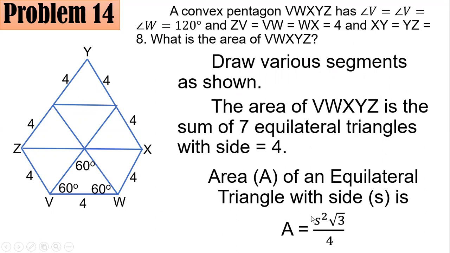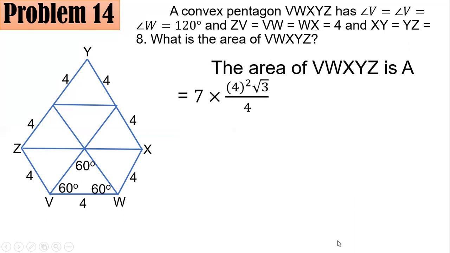Again, you could verify this, no? If you want the proof, you can go to the internet and see it. So the side squared times square root of 3 divided by 4. With that, the area of VWXYZ, where the side is 4, is 4 squared times square root of 3 divided by 4. But how come I multiplied by 7? Because as I said earlier, there are 7 of them. So that's 7 times 16 square root of 3 all over 4.